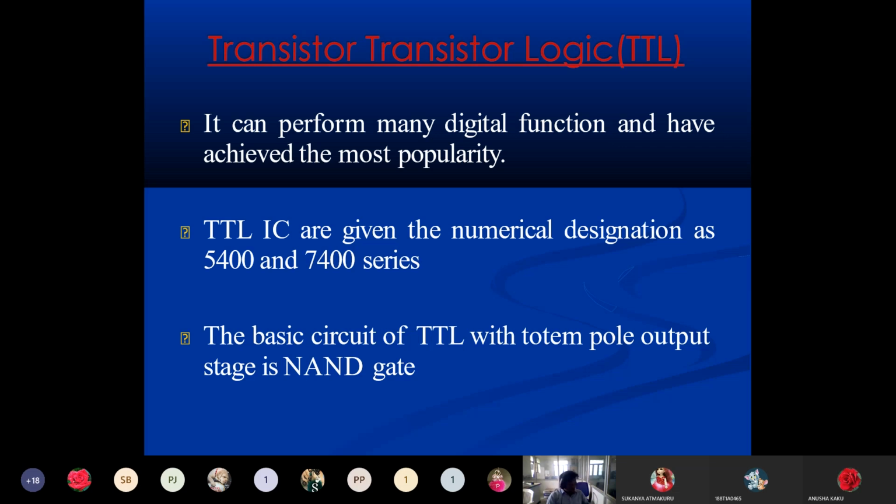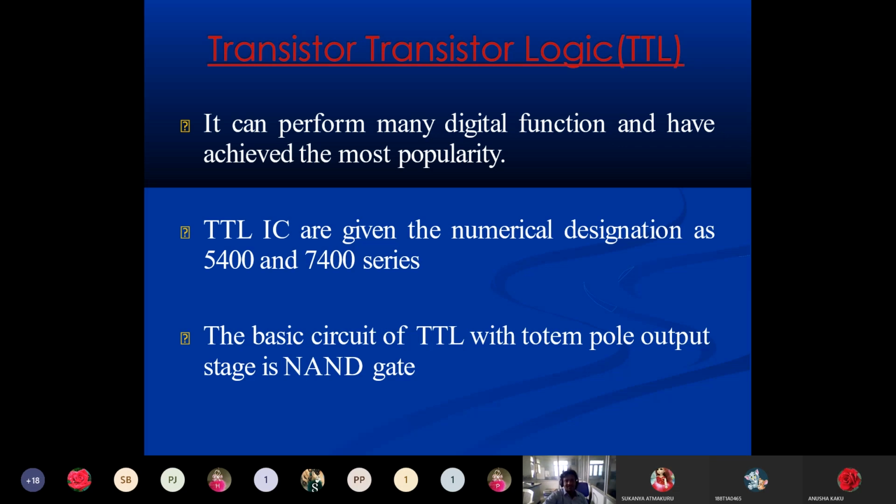And coming to the next one, transistor transistor logic. This transistor we can also consider as an inverter. We already saw this in the CMOS inverter. In the same way, we use a single transistor as an inverter, so for high input we get low output, and for low input we get high output. So this TTL can perform many digital functions and has achieved the most popularity.